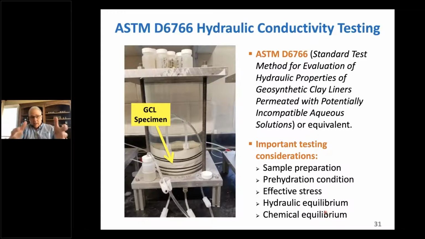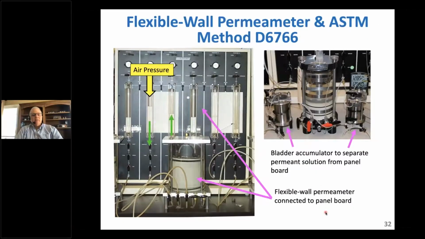Remember I talked about in the beginning that the definition of chemical compatibility is the hydraulic conductivity at chemical equilibrium. And the GCL is compatible if that hydraulic conductivity is sufficiently low for the application for which it's intended. So we need to get hydraulic equilibrium, so the flow is steady, and chemical equilibrium, indicating that there are no more interactions occurring between the chemical in the inflow and the bentonite solid. We'll talk about how we get at that.